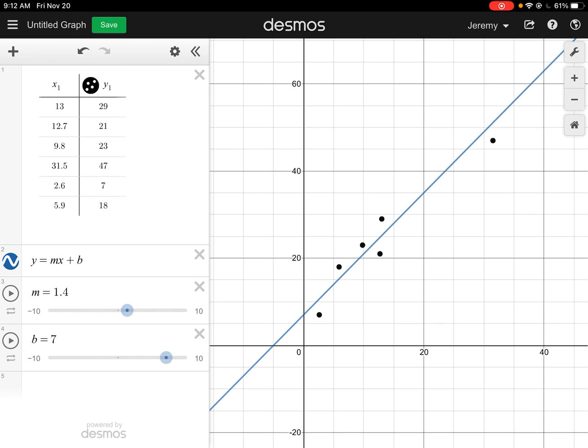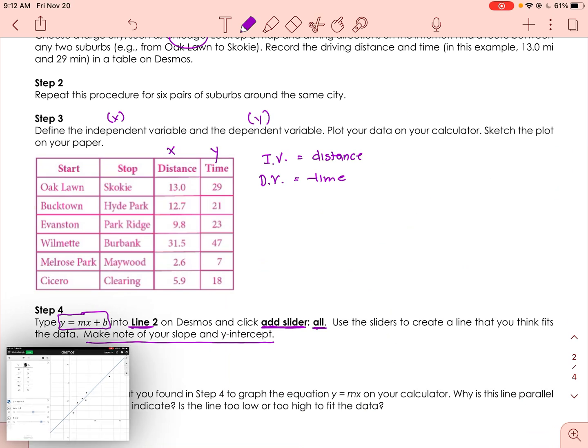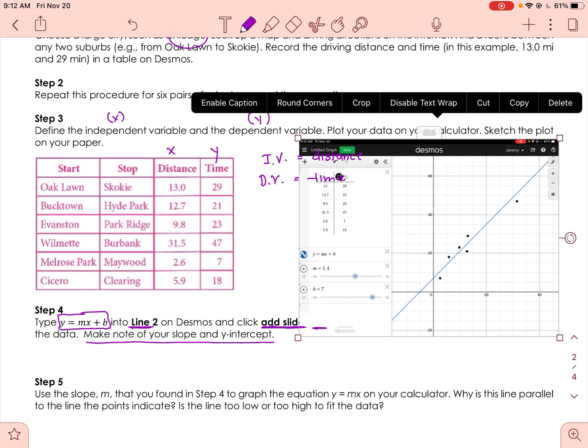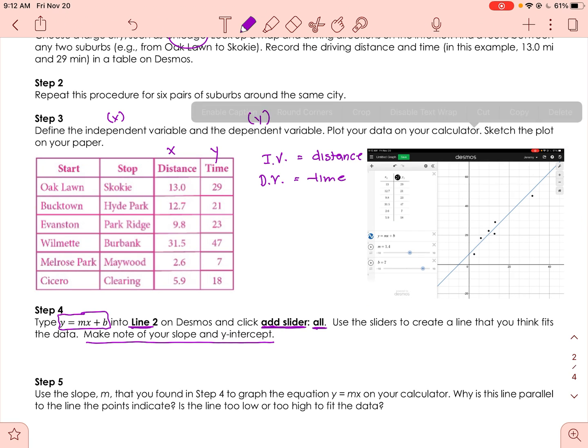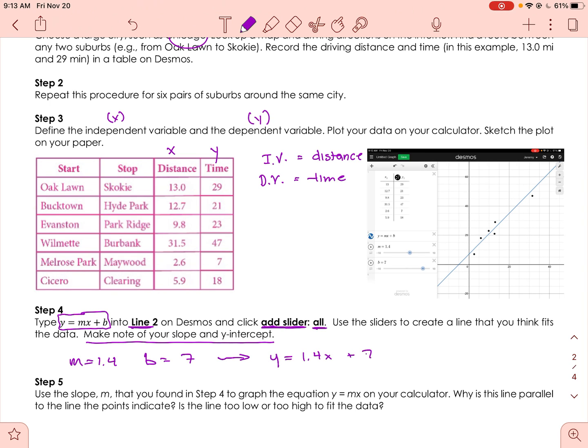So if we wanted to, I'm going to screenshot this graph, jump back over here, and drag this into here, all right? So we have this plot of our equation. I'm going to make note of what our slope and our y-intercept is. So our slope was 1.4, so m was equal to 1.4. And our y-intercept, b, was equal to 7. So that gives us an equation of y equals 1.4x plus 7.